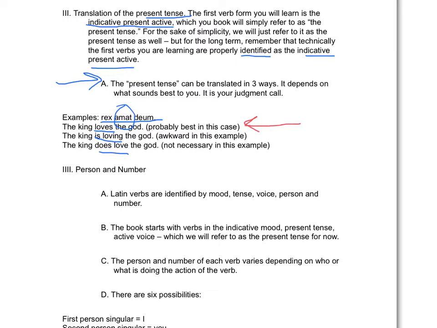The book gives the example, the poet tells a story, or the poet is telling a story, or the poet does tell a story. All 3 of those are acceptable. And in some instances, it may make more sense to say the poet is telling a story rather than the poet tells a story. But it doesn't really matter. You translate it whichever way is the most logical and sensible to you at the moment.